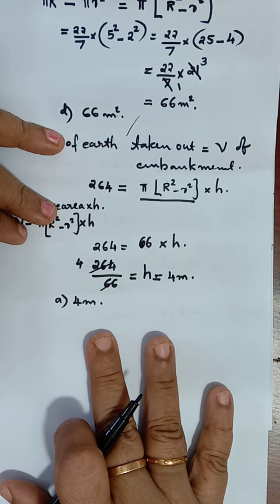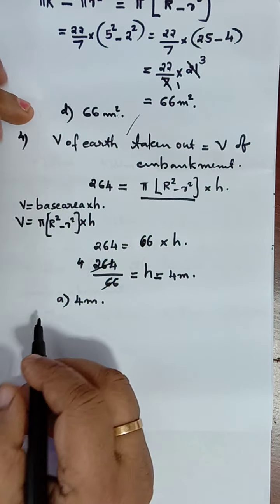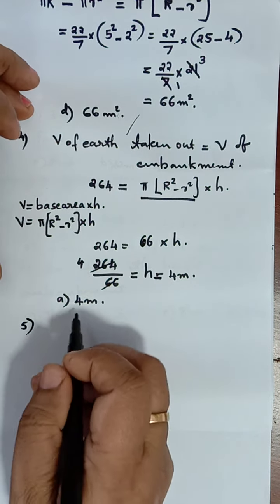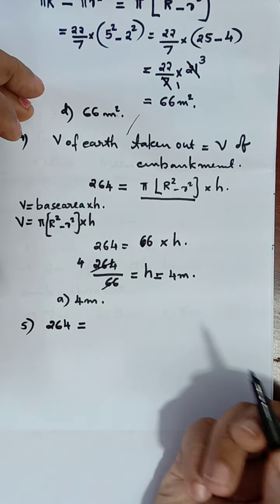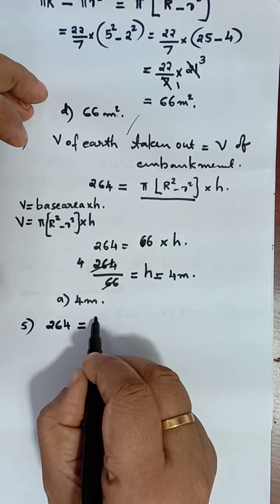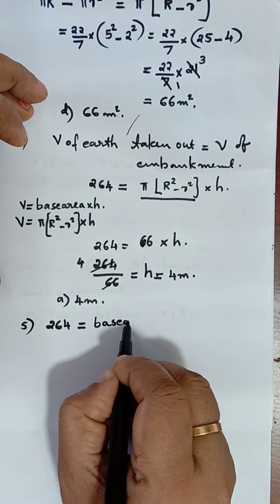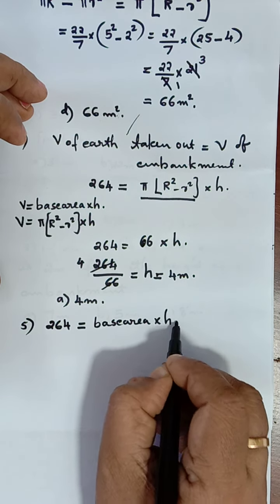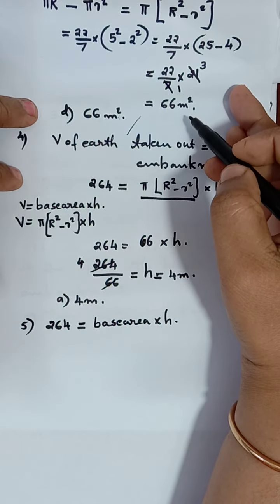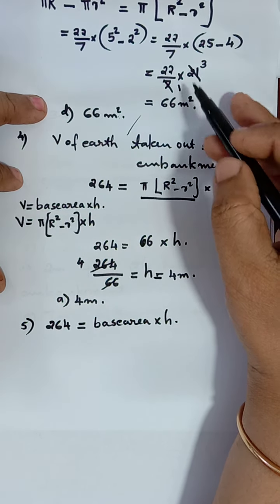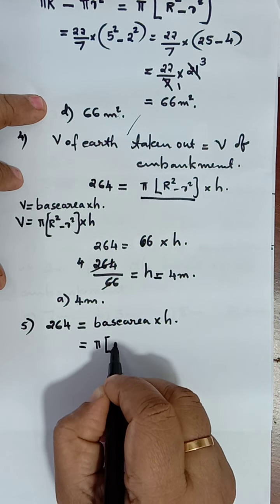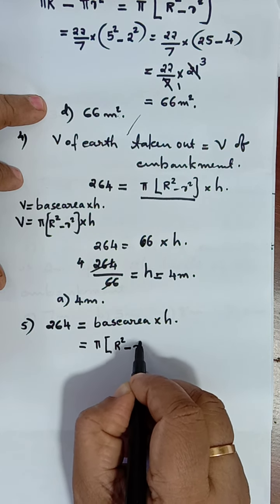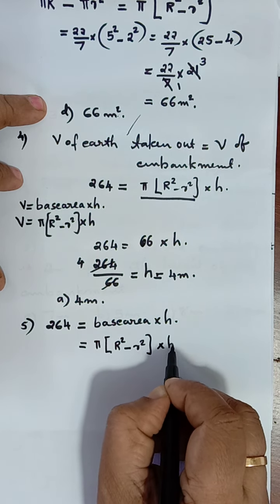That is, volume of the earth taken out we know. Again we don't want to write, it is a 1 mark question. We know that volume of earth taken out is 264. That's equal to base area into height. This base area 66 we cannot consider because r is different here. So let us substitute in the formula pi into R square minus r square into height.